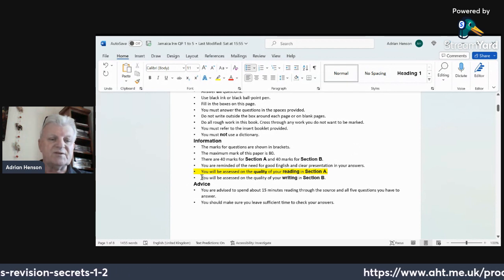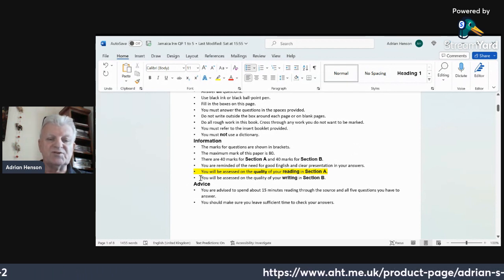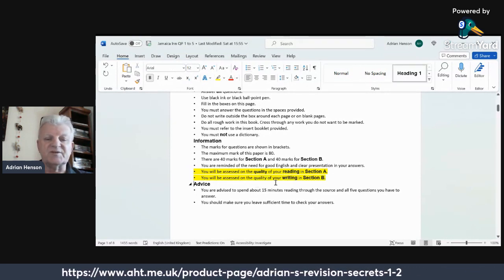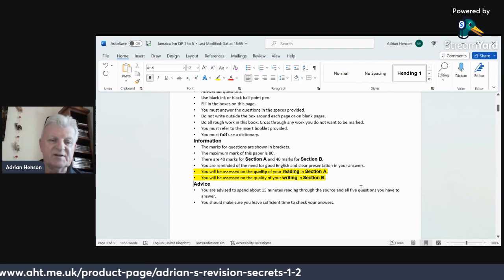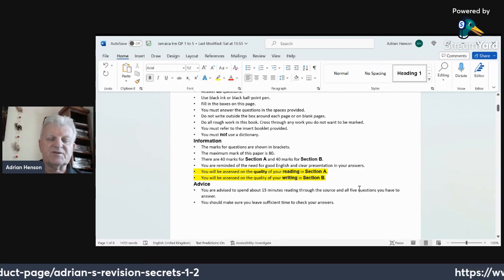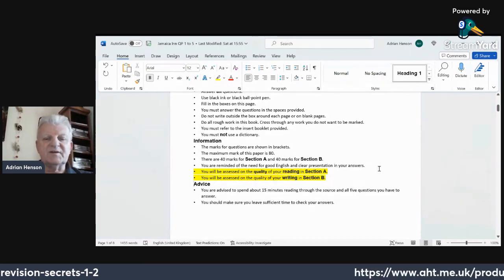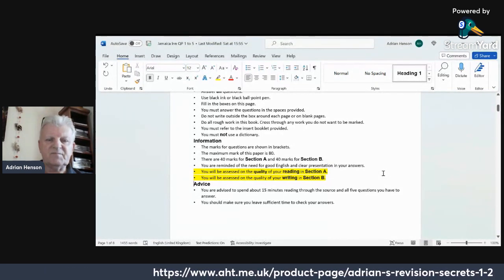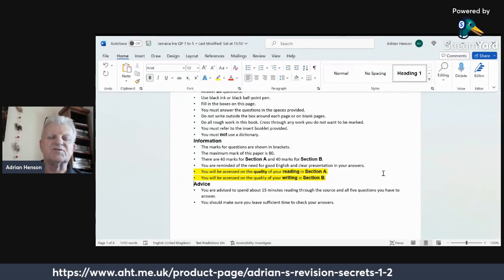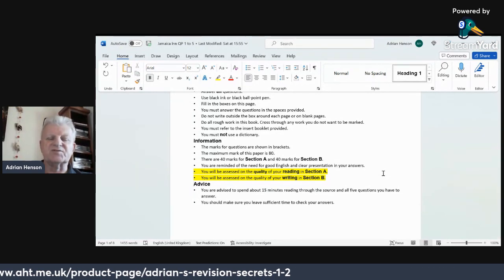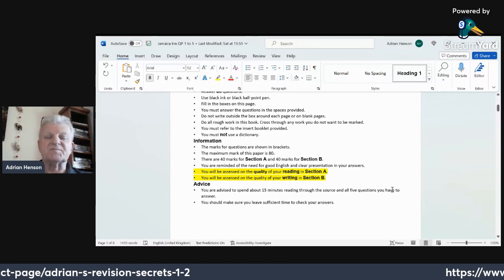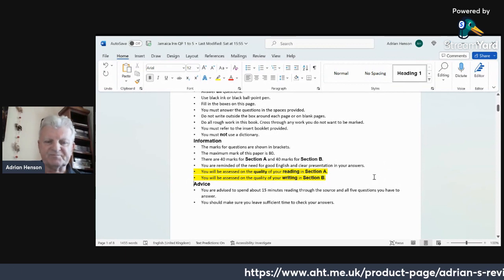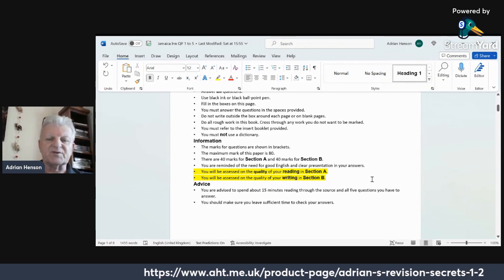So also we need to know that the 1 question in section B is the one about writing. And it says you will be assessed on the quality of your writing in section B. So that means when you write in section B, that's where SPAG kicks in. If you write some quality descriptive writing or a part of a story and you start making lots of spelling mistakes, grammatical mistakes, not putting capital letters, you're going to miss out on a good mark.